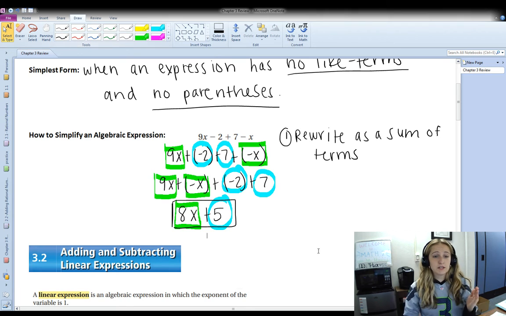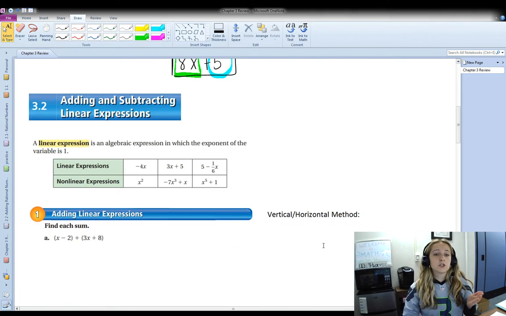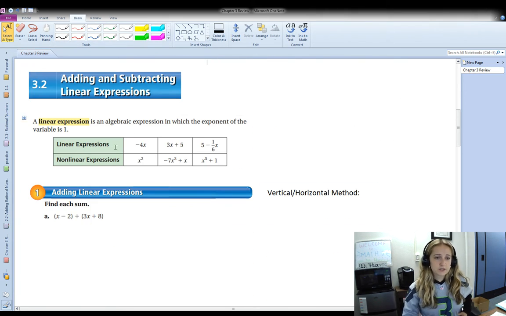And this goes into 3.2. So adding and subtracting linear expressions. Just a reminder, a linear expression is an algebraic expression in which the exponent of the variable is 1, okay? So a linear expression, as you can see, does not have an exponent. And remember, if it doesn't have an exponent, we know it's to the power of 1. These are not linear expressions because they have exponents that are greater than 1.